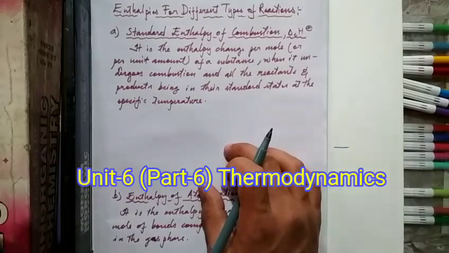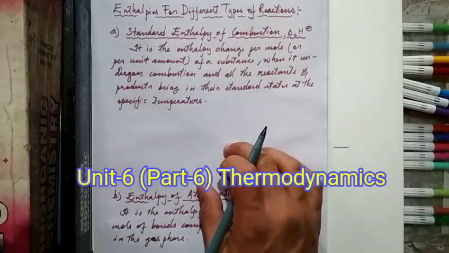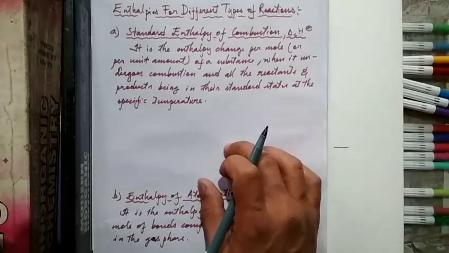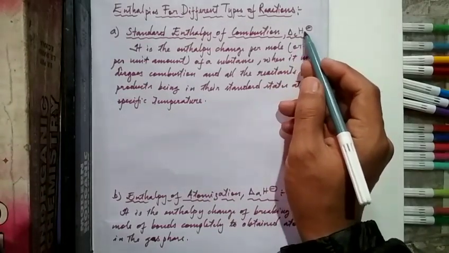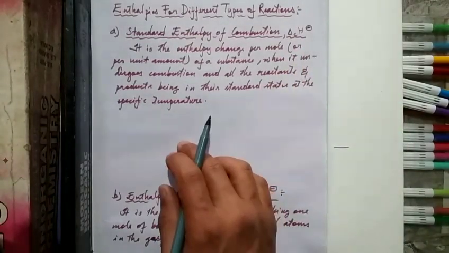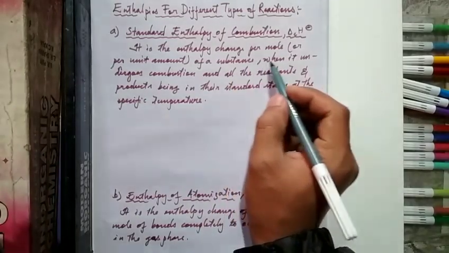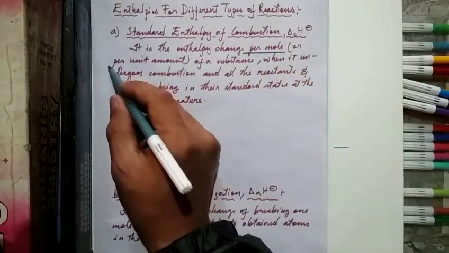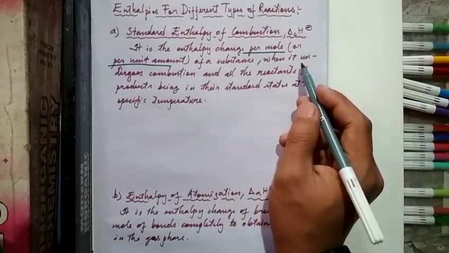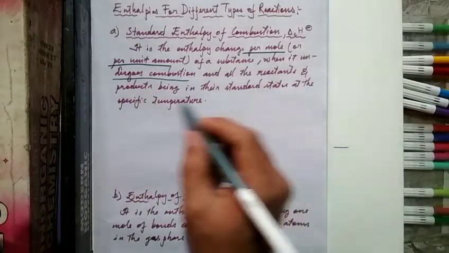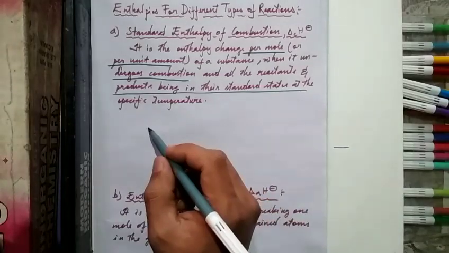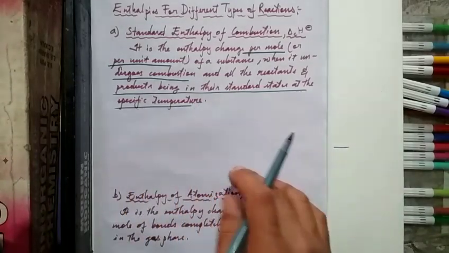So today our discussion will be on enthalpies for different types of reactions. The first one is standard enthalpy of combustion, denoted by this symbol ΔcH°. It is the enthalpy change per mole or per unit amount of a substance when it undergoes combustion, with all the reactants and products being in their standard state at a specific temperature.